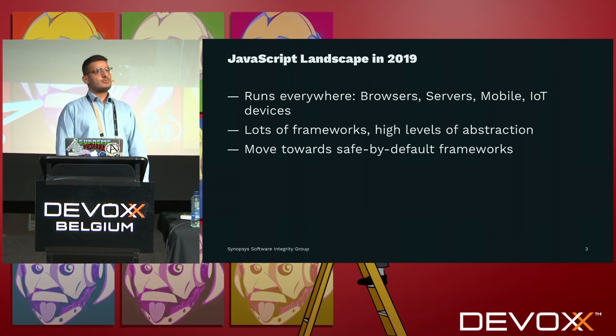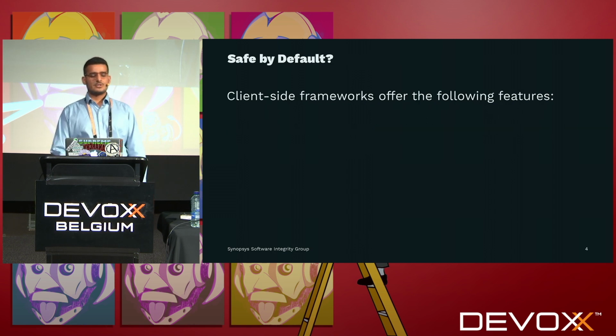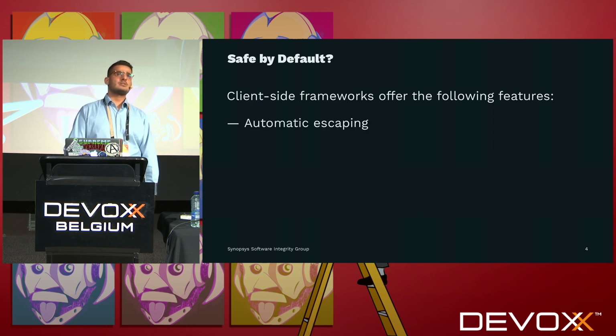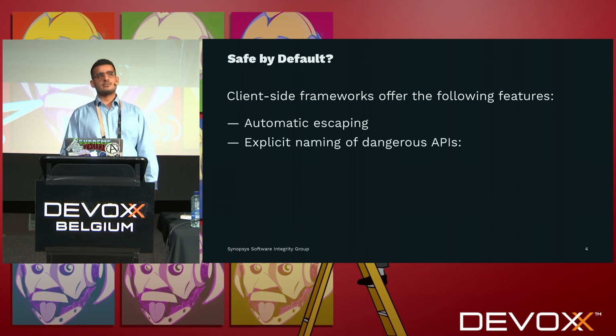But what's even more interesting is that there's this move towards safe by default frameworks, and I'll expand on what I mean by this. So let's talk a little bit about client-side JavaScript frameworks. If you're building an application today, you're probably using React or Vue or the new Angular. By default, they have this concept of automatic escaping, where any user-supplied data that gets rendered in the browser gets automatically escaped.